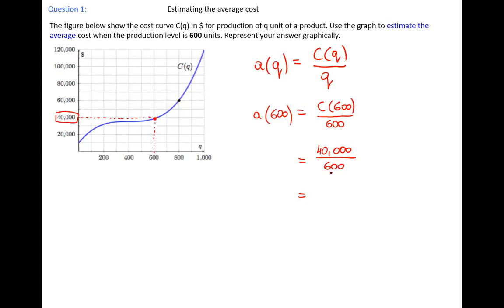Let's try to simplify. I can divide by 100, then I have 400 over 6. I can say 200 over 3, and 200 divided by 3. Now, of course, we do have calculators during the midterms and the final. If we don't have a calculator, we can leave it like that, but we know that 200 divided by 3 is like 66.6. So we can say that the average cost is like 66.7 dollars per unit produced.